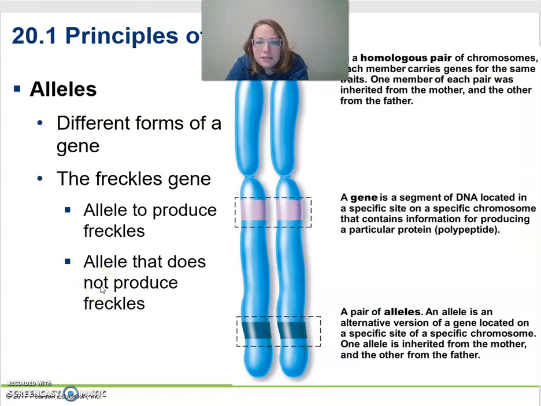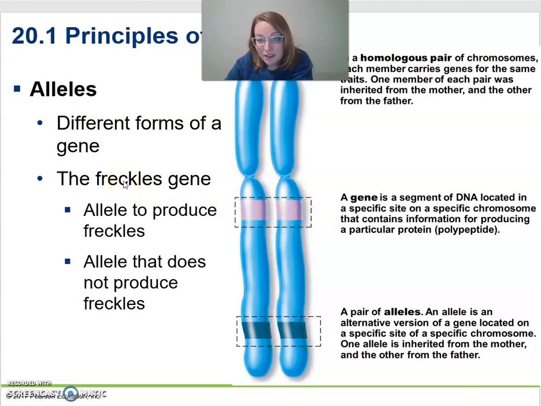So alleles are different forms of a gene. So these are homologous chromosomes. If you remember that, that's like mom chromosome 1 and dad chromosome 1. They have the same genes on there, but the code isn't the same necessarily. So their gene could produce one protein and the other could produce something else. So alleles are the different forms of those genes, what they can code for.